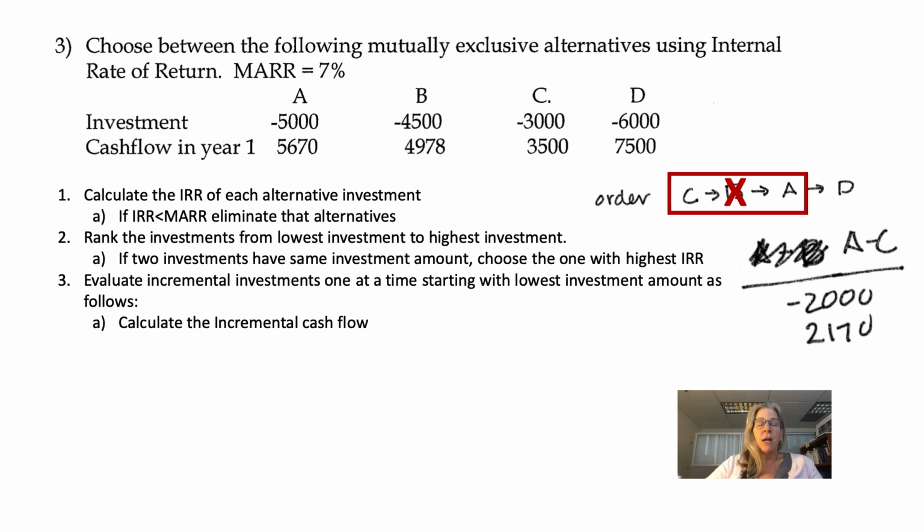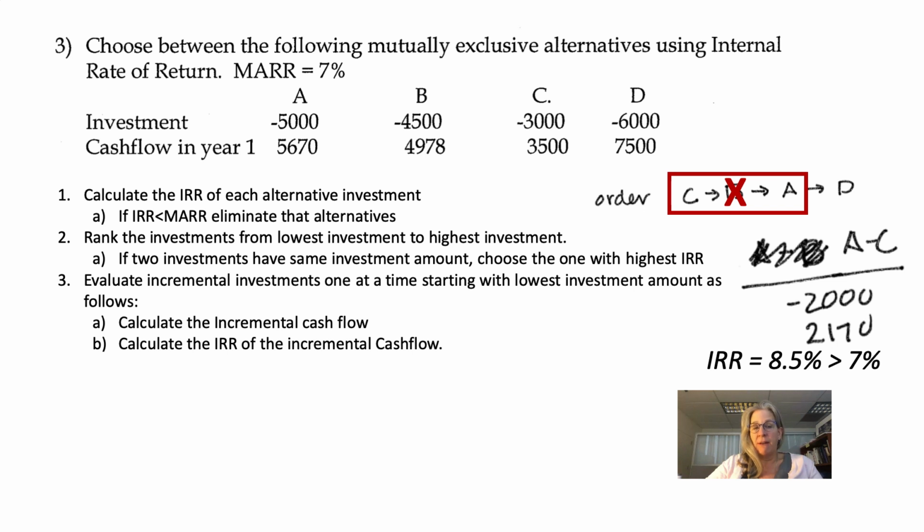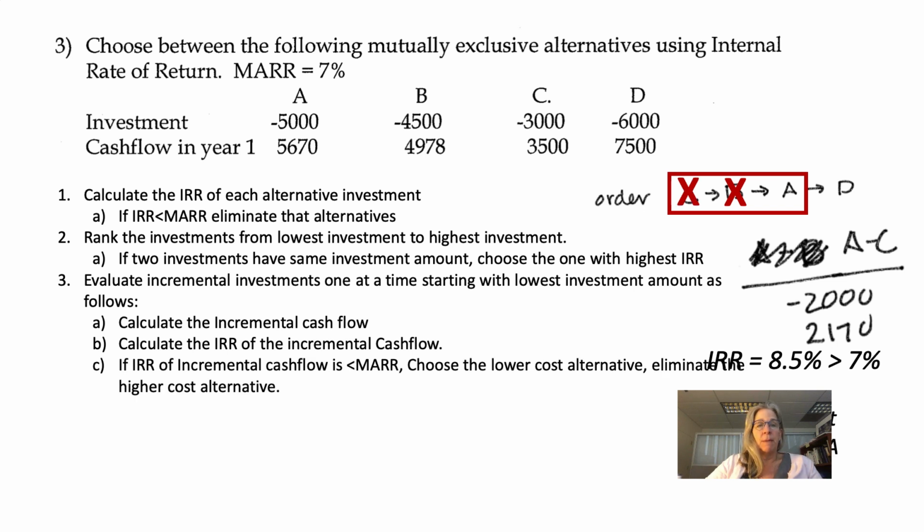So now we have B gone, and now we're going to compare C to A because that's the next in our order. So we calculate the incremental investment amount. So if I invest in A, I'm going to be investing $2,000 more, and I'm going to get $2,170 more in return, which is an internal rate of return of 8.5%. So that means it's greater than 7%. So I'm going to go ahead and say that A is a good investment. That extra $2,000 is a good extra amount to spend. I'm getting more than my minimum attractive rate of return. So I'm going to eliminate C, and now I'm going to have A left.